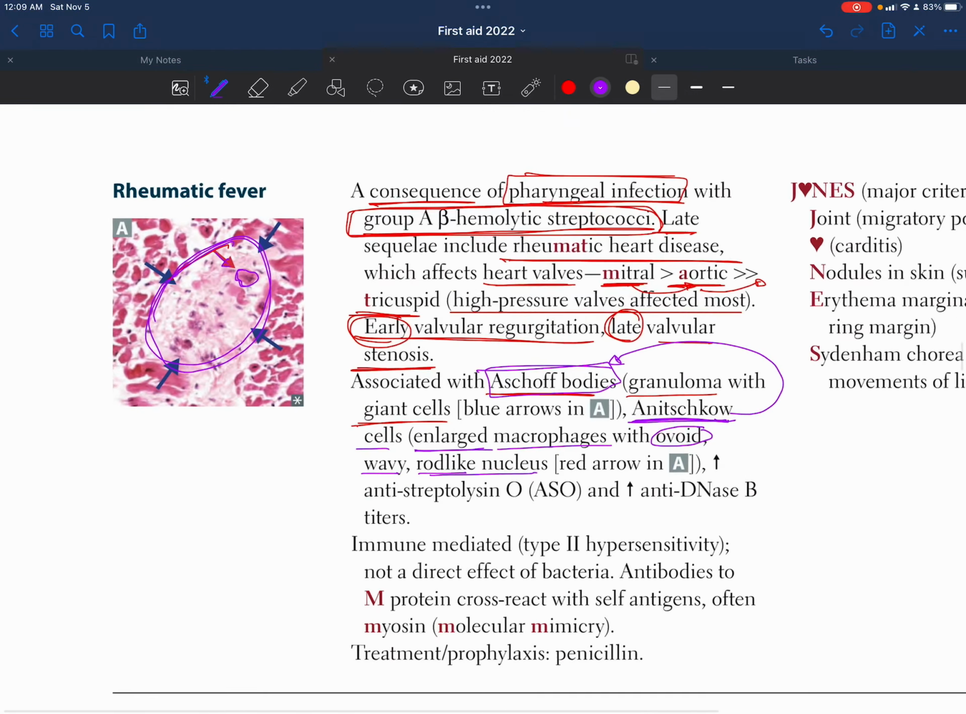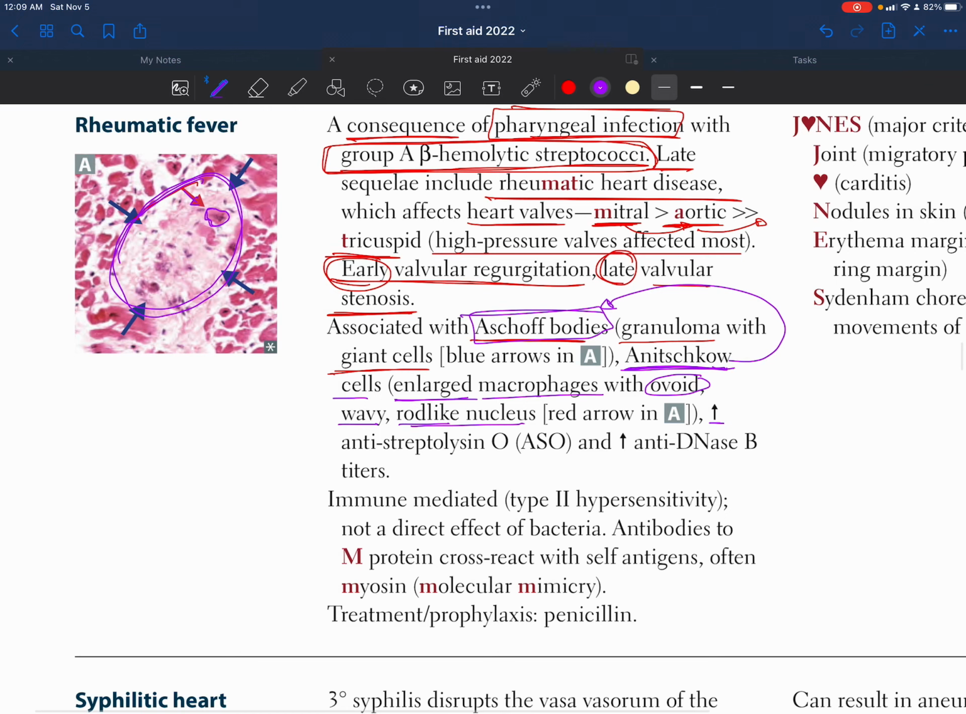In rheumatic fever, we can also find an increase in antistreptolysin O. It's a toxin that causes lysis of the RBCs and other cells, and it attaches to cholesterol, as far as I remember. There is an increase in ASO, and also an increase in anti-DNase B titers.